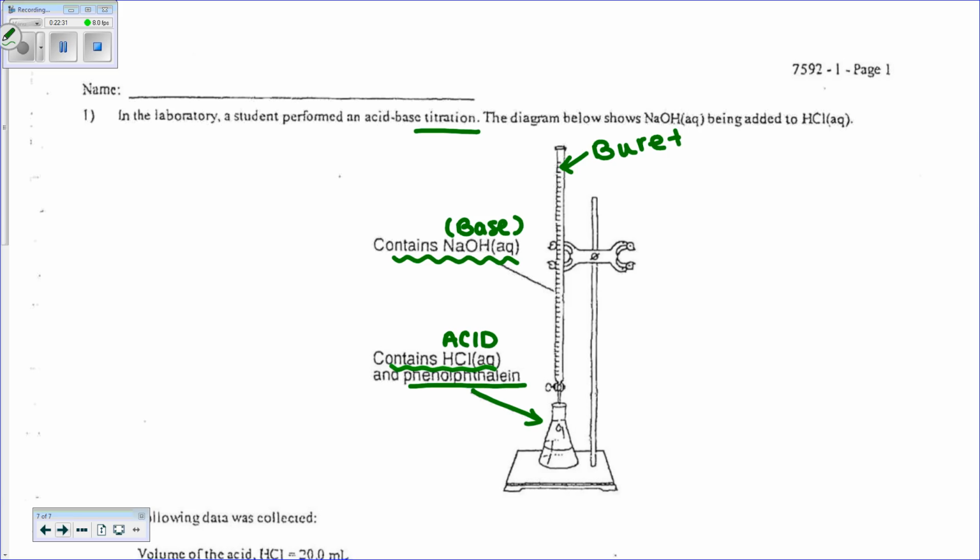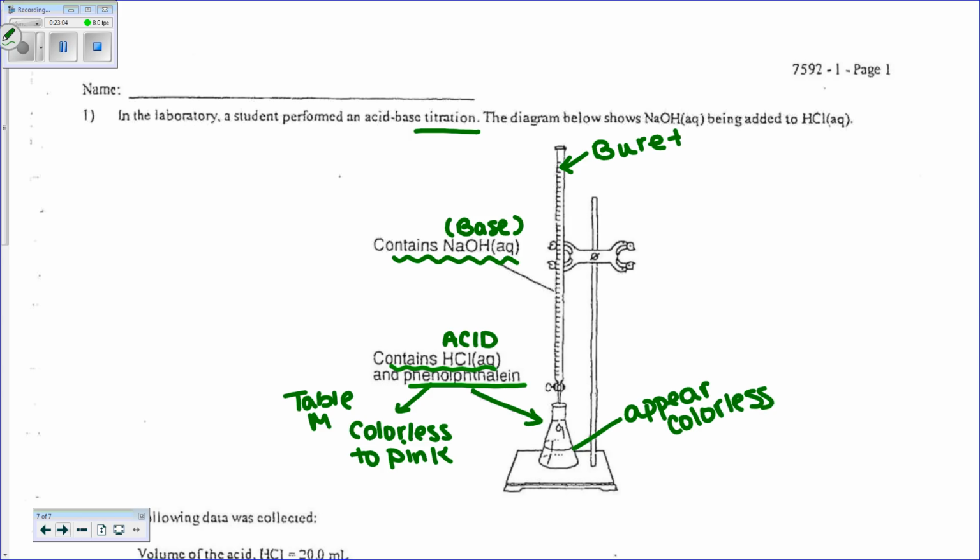It's an indicator. So I know from table M, phenolphthalein goes from colorless to pink. I want to think, well, where is it colorless? It's colorless if I am below 8. So this is an acid. So right here, this would appear colorless. Then I'm going to add more NaOH into it, and we will see our color change.